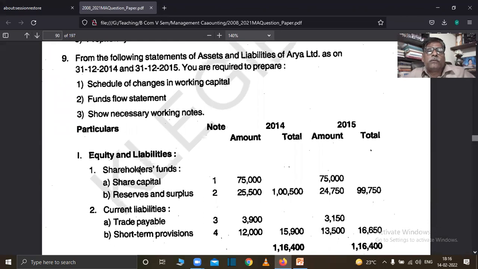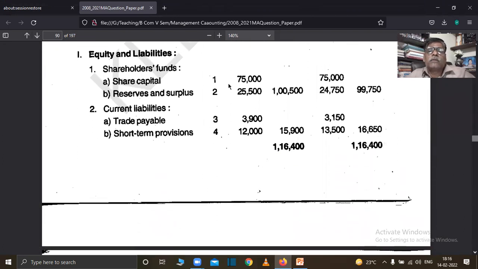First note in the problem, 14, 15 year is there. 14 is the previous year. Current year is 2015. In this problem, share capital, 75,075. There is no change in the share capital. So there is no application and no source. Reserve and surplus, you have to take this point in the fund from operation. Current liability goes to schedules of changes in working capital.